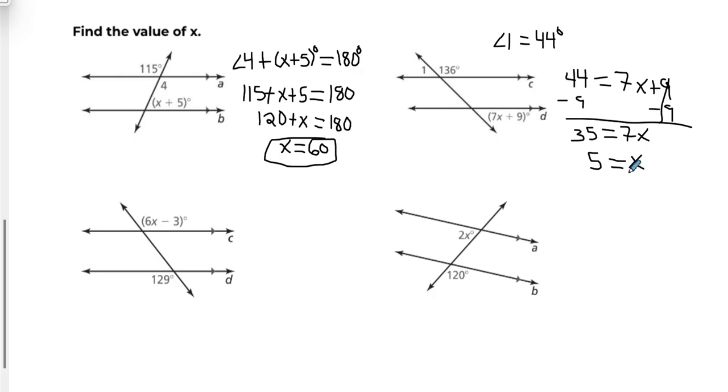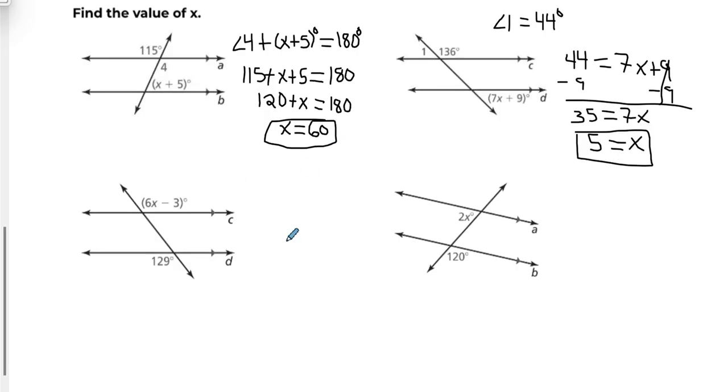So then I'm going to box my answer. Once again, this won't be a degree, because if I wanted to find what the measure of that angle would be, I would have to plug that 5 back in for x and then evaluate. I'm just looking for the value of x for now. Just make sure you read directions on what it's asking you to do.